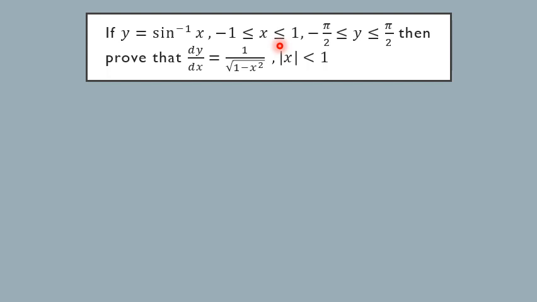So for that, here we write this is the domain and this is the range. The domain of this function is minus 1 to plus 1, and the range of this function is minus pi by 2 to plus pi by 2. Then we are going to prove that the derivative, that is dy by dx, is equal to 1 upon under root 1 minus x square, but the modulus value of x should be less than 1.